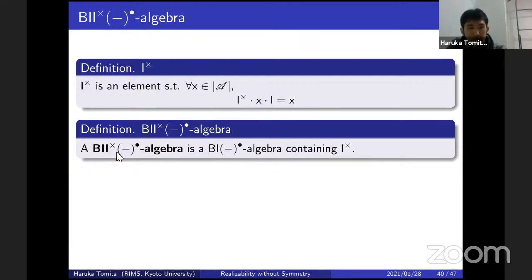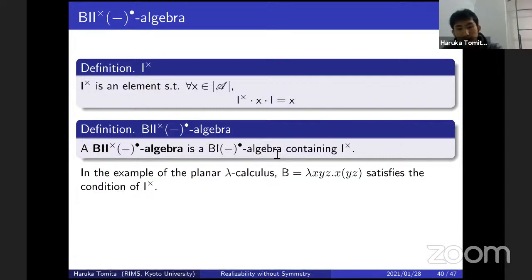We call a BI bullet algebra with I cross a BI cross bullet algebra. In the planar lambda calculus, the B term also satisfies the axiom of I cross, and thus the planar lambda calculus is a BI cross bullet algebra. To be more precise, the planar lambda calculus contains I cross depending on whether the signature contains constants or not, and depending on whether the eta equality is in the equational axiom or not. The important thing is that there is an example that is a BI bullet algebra and not a BI cross bullet algebra, and there is an example that is a BI cross bullet algebra and not a BCI algebra. So therefore, BI bullet algebras, BI cross bullet algebras, and BCI algebras are different ones.